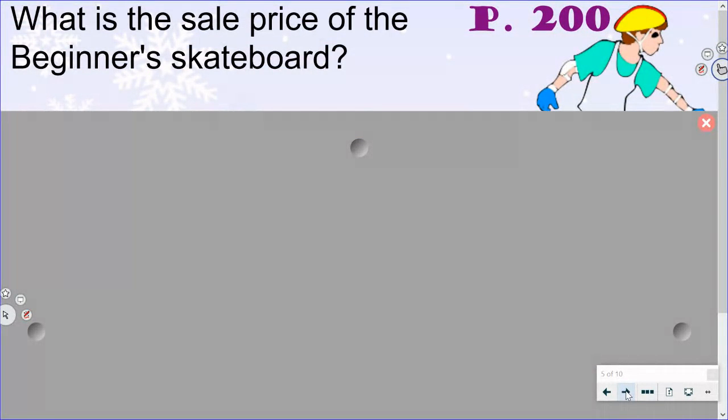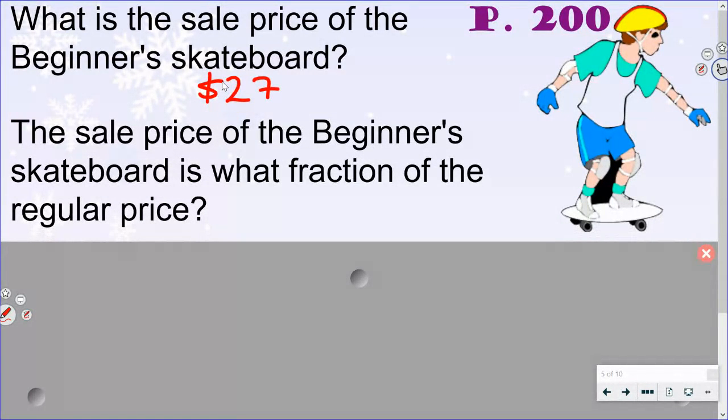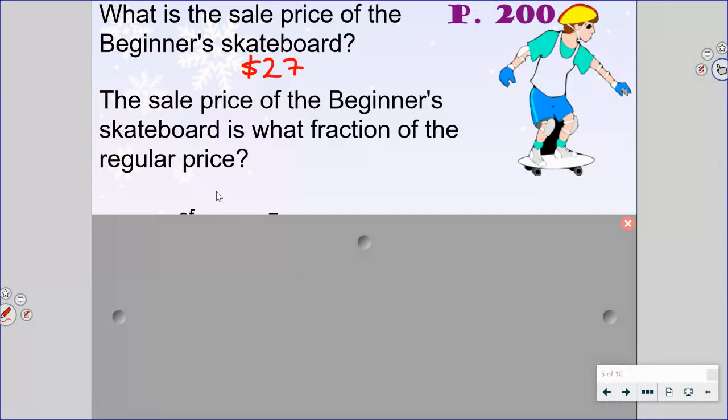So I want you, if you have a moment, press pause, head to page 200, and think about these questions. Let's go. All right, what's the sale price of the beginner skateboard? If you take a look at the top of page 200, you find the beginner skateboard. Sale price is a lovely $27. Notice that is on sale. Next question, the sale price of the beginner skateboard is what fraction of the regular price? Take a look briefly at what you see at the top of page 200. It says pay 3/4 of that price.